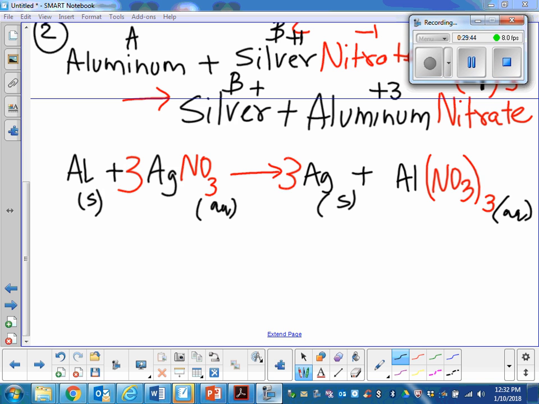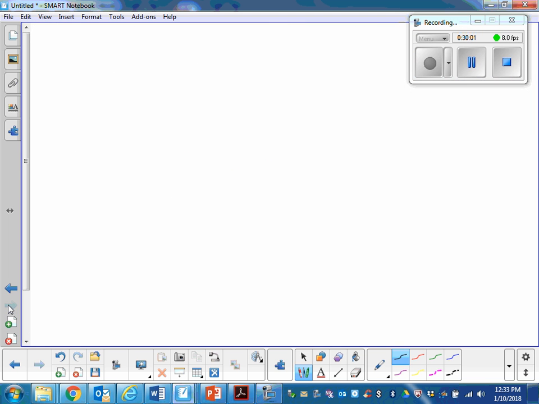Okay. What kind of compound is it? It's an ionic compound that's dissolved in water. Okay? All right, moving on. Are we good with single replacement reaction and how to predict products? Isn't that a little hard? We are now moving into double replacement reactions.